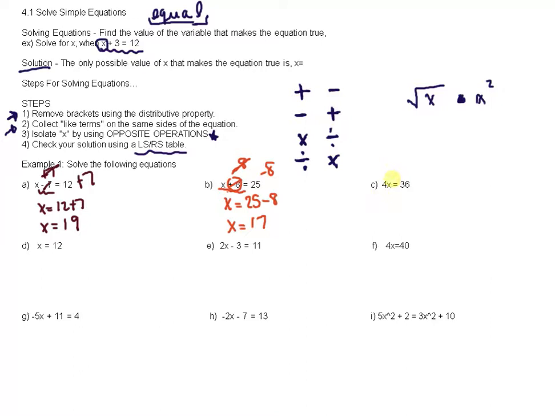Okay. C, we have 4x equals 36. So if we actually look at this, the 4 and the x are multiplied. The opposite of multiplication is division. So let's go 4x, and then let's divide both sides by 4. 4 divided by 4 is just 1. So now we just have like 1x, and 36 divided by 4 is 9. In other words, 4 times 9 equals 36.